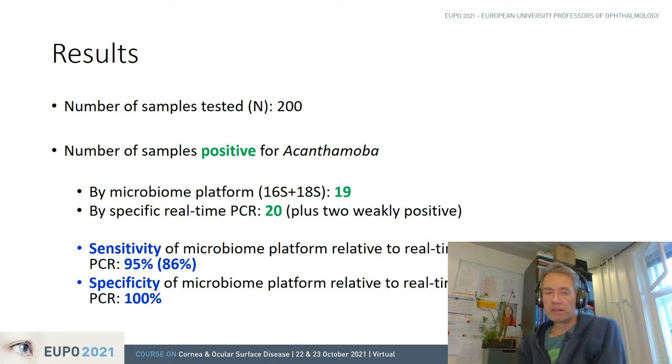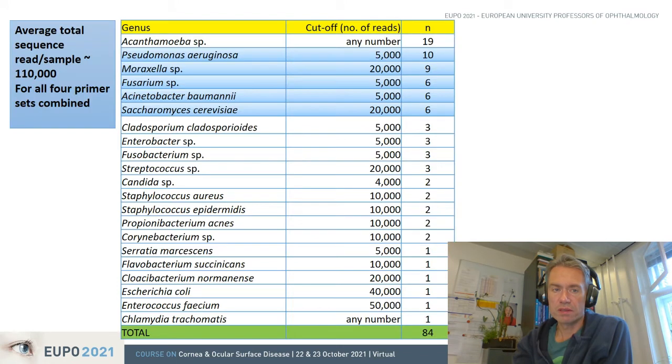We included 200 DNAs from corneal scrapings, and the number of samples positive for Acanthamoeba was 19 by the metabarcoding platform, and 20 plus 2 weak positives by real-time PCR. So the sensitivity of the metabarcoding platform relative to real-time PCR was 95%, or 86% if you include the 2 weak positive ones, and the specificity was 100%.